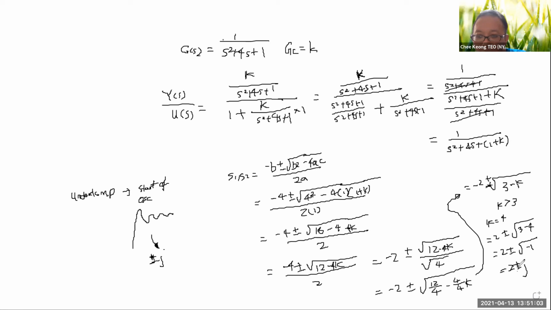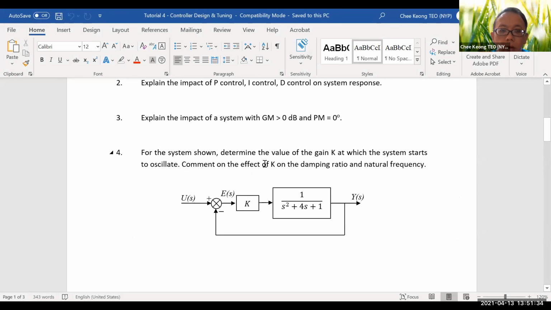So now you have an imaginary term because of this root. Of course, you can have k equals 5, then you will have plus minus j2, and so on and so forth. So basically, when k is bigger than 3, it will result in oscillation. And that's part 1, we are answering the first part of the question. Right? Now, let's look at which part we have not answered.